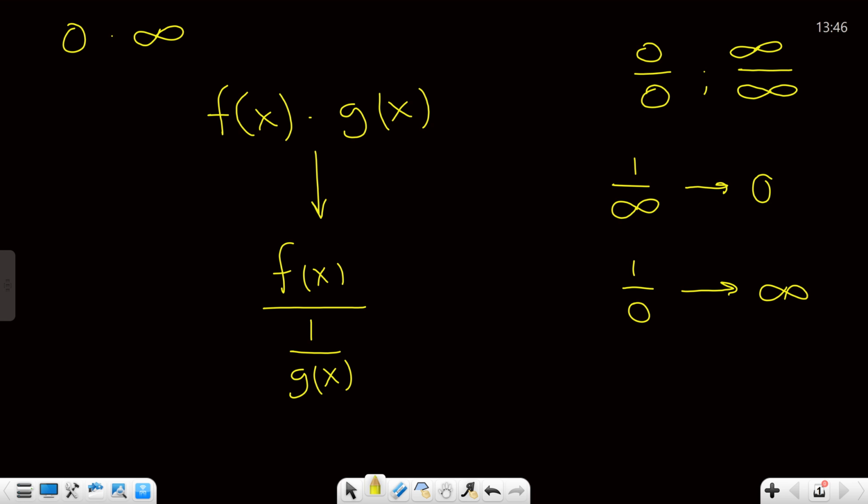Because remember, dividing by a fraction is the same thing as multiplying by the reciprocal. So if I go from the bottom up, if I'm dividing by 1 over g of x, then I multiply by the reciprocal, which would be g of x, and we're back to where we started, f of x times g of x. Okay, does that make sense? Okay, yes? Good. If that makes sense, then this is an easy problem. Because all you need to do is decide which of the functions you're going to send to the bottom, and you're good to go.